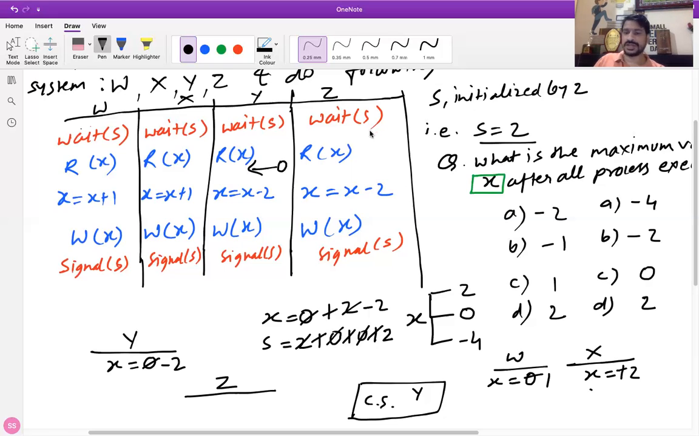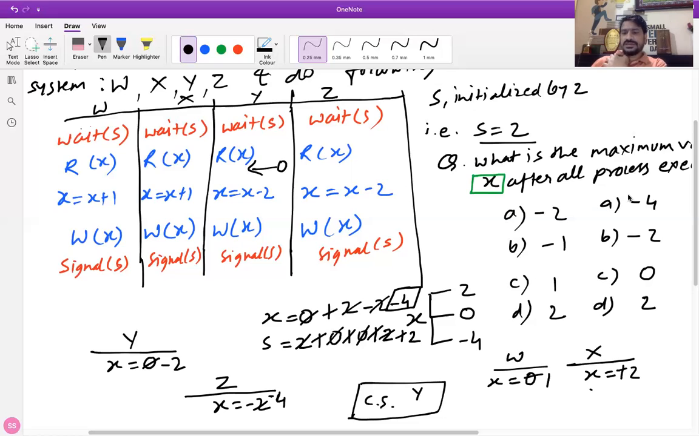Because the S value is greater than 0, we'll allow it by decrementing the value of S by 1. We'll read the value of X from the system. It will be -2. Decrement the value of X by 2. It will become -4, and -4 will be written back into the system. And the signal will be called. Then S will become 2. So we have executed all the processes. What is the last value of X? The last value of X is -4.